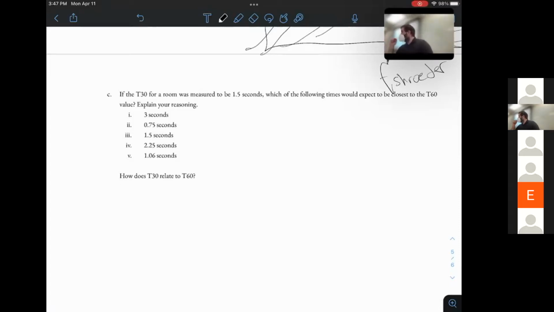Yep. Oh, so like, I was under the impression that the value of T30 here is 1.5. Mm-hmm.